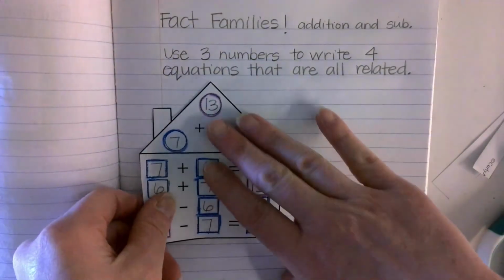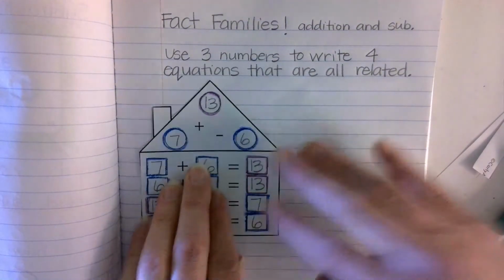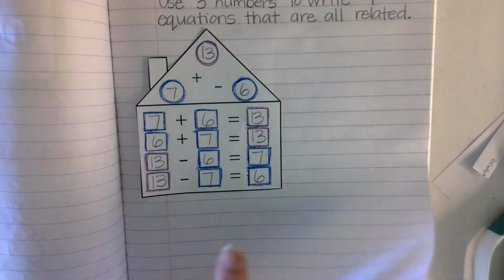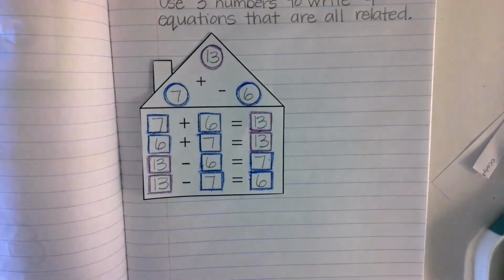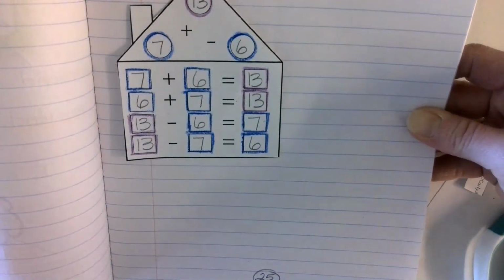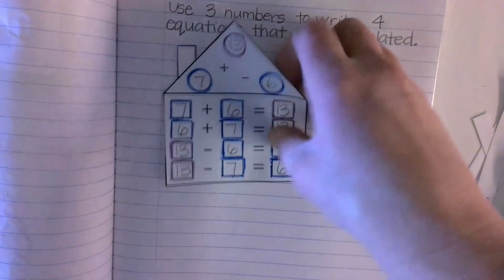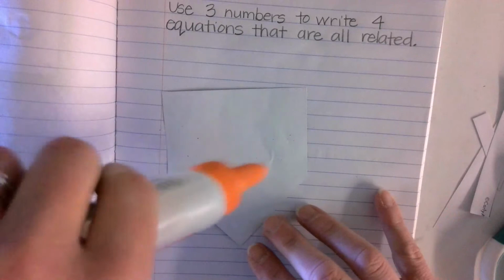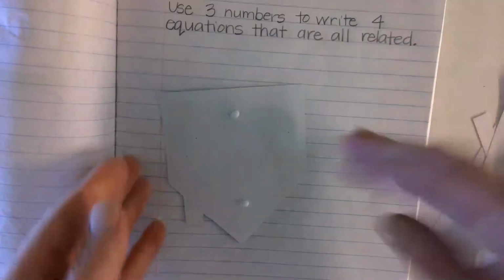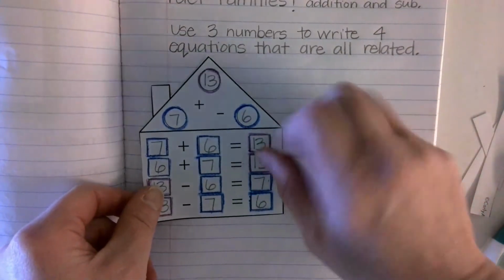Now I'm going to glue my little house on. I've got to still do some writing down here at the bottom. So when you glue your house on, glue it close to the word equation so that you have room below. I'm just going to put a couple dots of glue on here. Like always, no oozing glue. Stick that right on there.